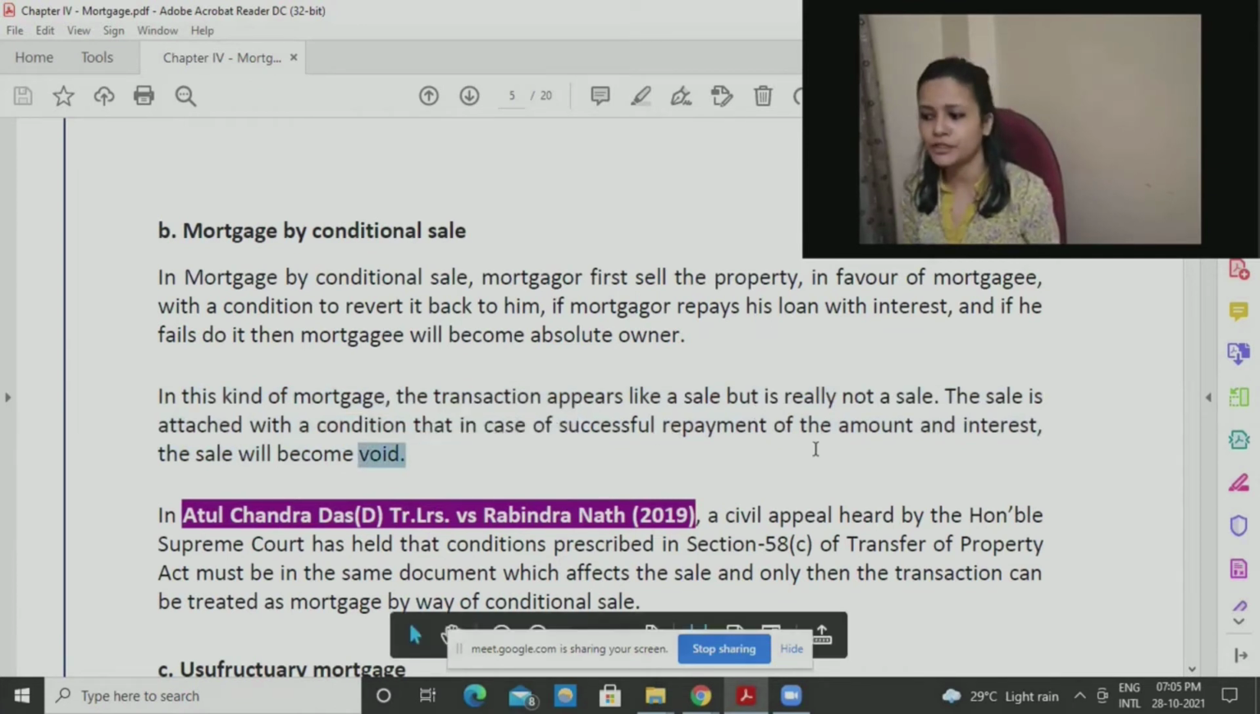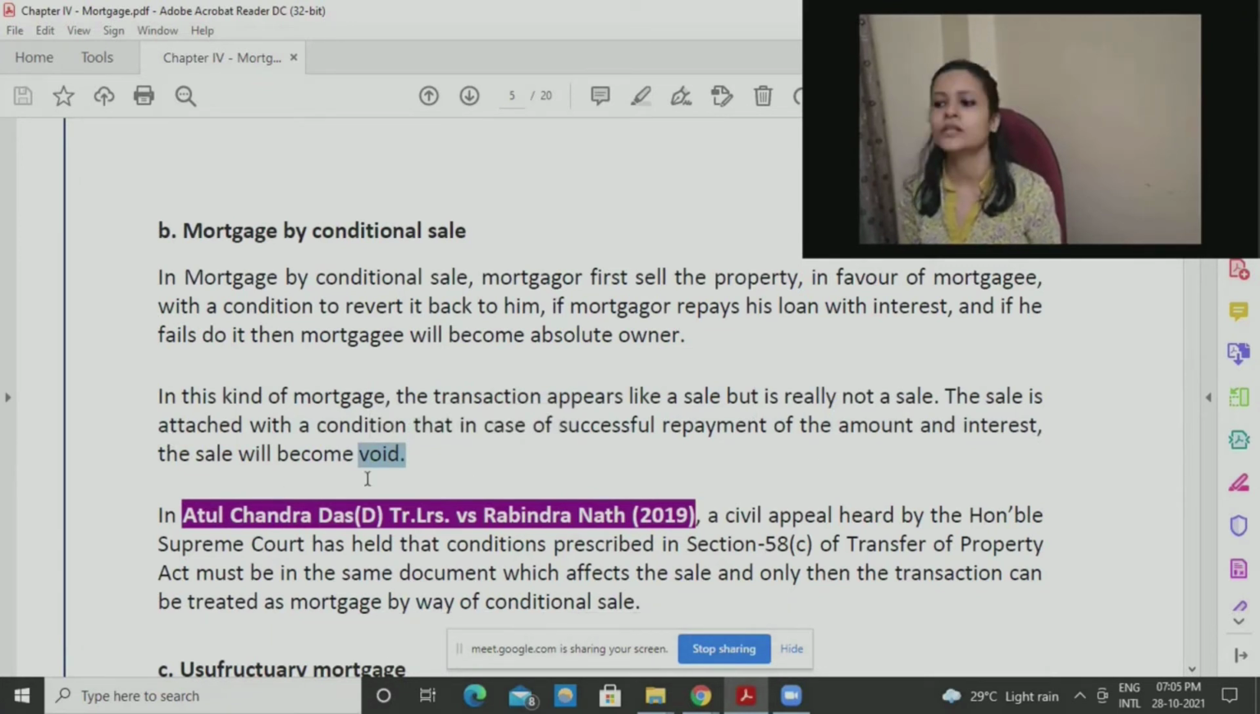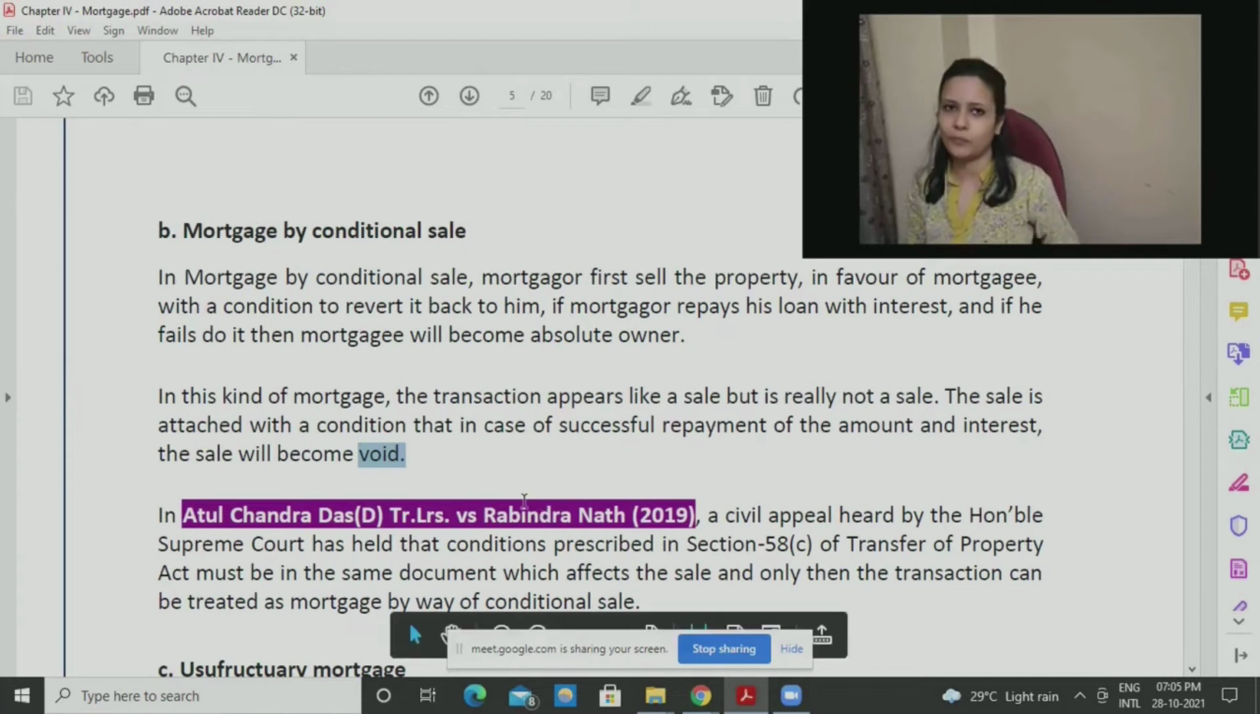If the person is able to repay the amount, that means your condition was not satisfied. So this transaction will become void. Then you cannot say, okay, what if this person paid, I still want the property. That would not happen.